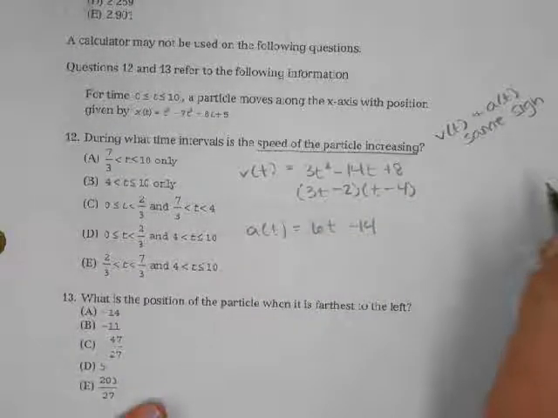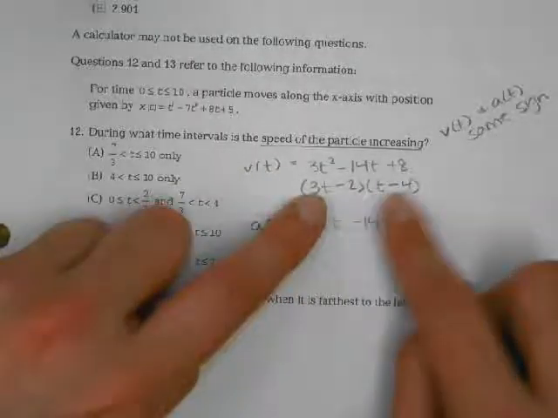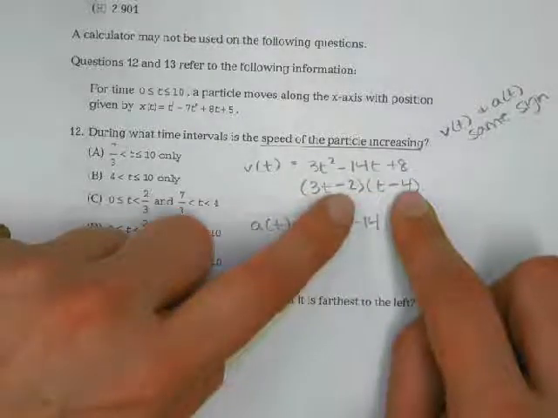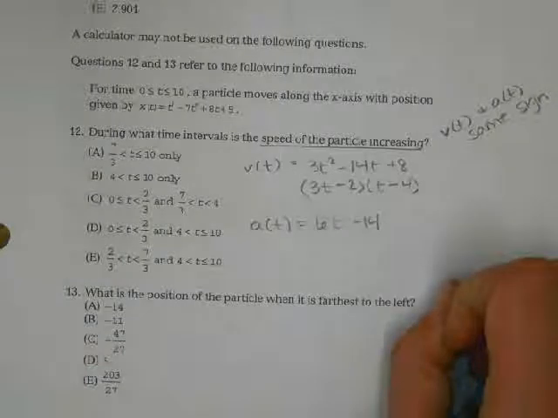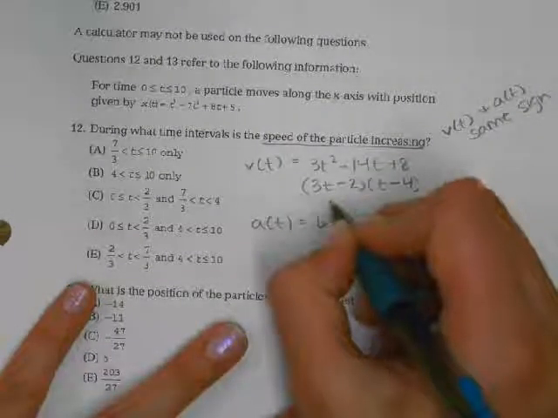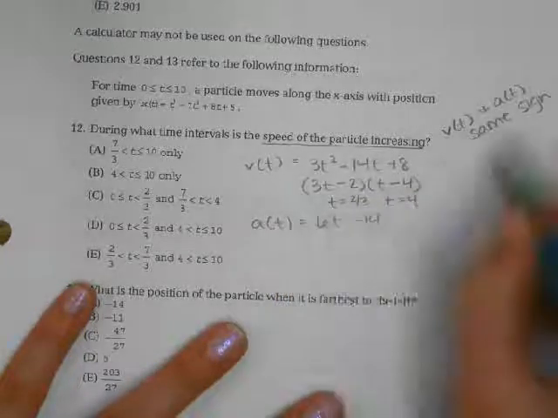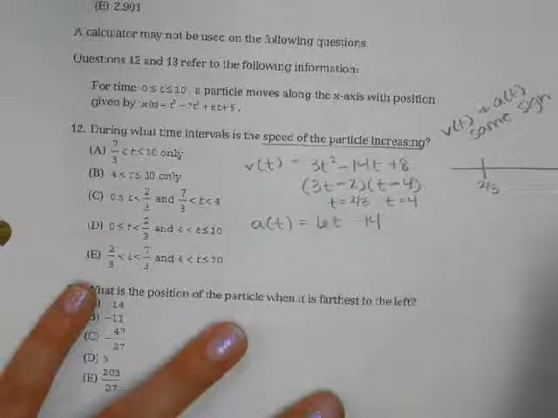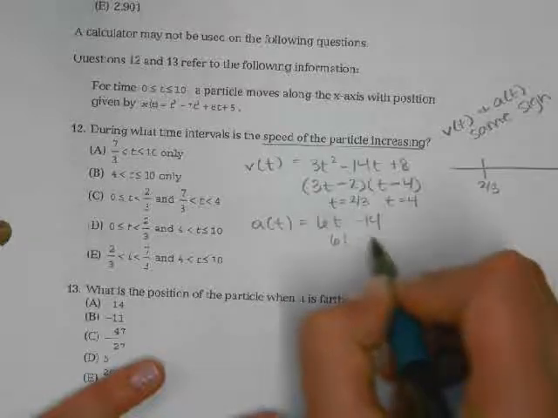You could do this by guessing and checking, but it would be 3t squared minus 12t minus 2t plus 8. So if you can't remember any of the shortcut tricks for factoring, guess and check will work just fine. So I have a t value of 2/3 and a t value of 4. So I need to draw my number line. 2/3, 4. Over here, set that equal to 0.